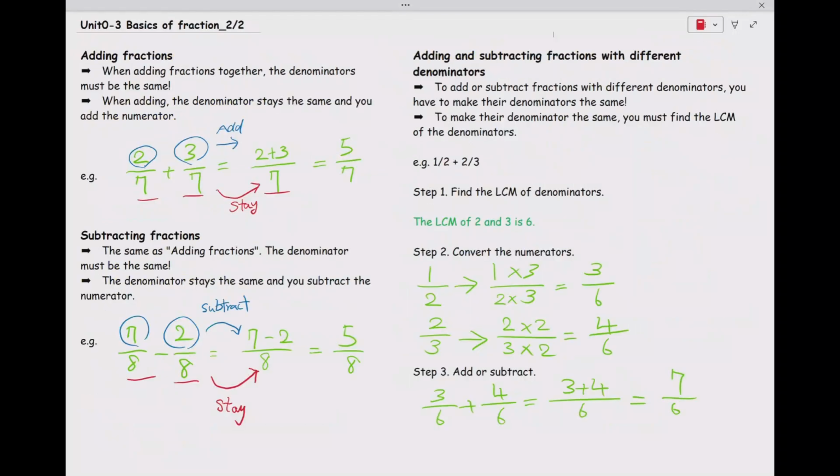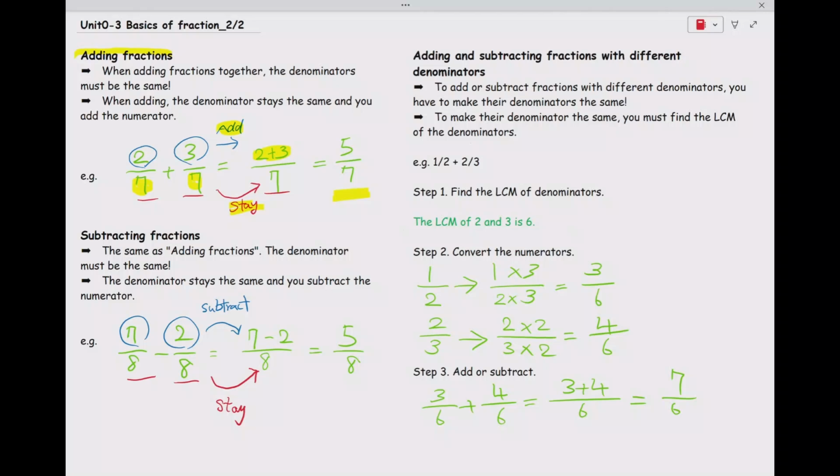Okay, next is adding fractions. If we want to add fractions together, the denominators must be the same. For example, 2/7 plus 3/7 can be added together because the denominators of both fractions are the same. The denominator stays the same while you add the numerators. So, for 2/7 plus 3/7, the denominator stays the same, and you add only the numerators. It becomes 2 plus 3 over 7, which equals 5/7.